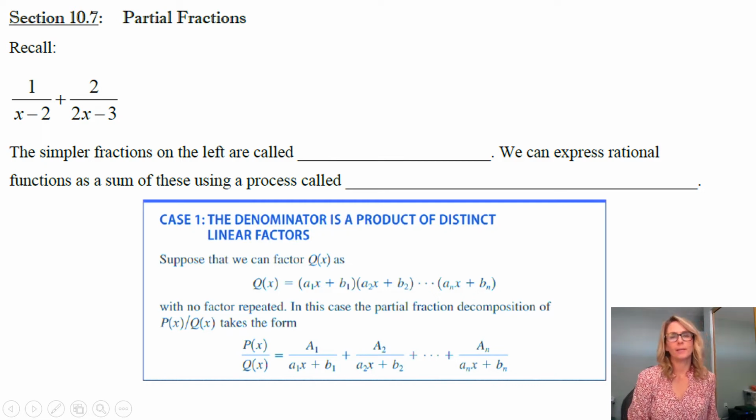This is section 10.7, partial fractions. And knowing how to do this becomes really important in a certain type of integration in calculus. So we just talk about it here and then it comes back later. So we're going to start off by just reminding ourselves how to add two fractions together.